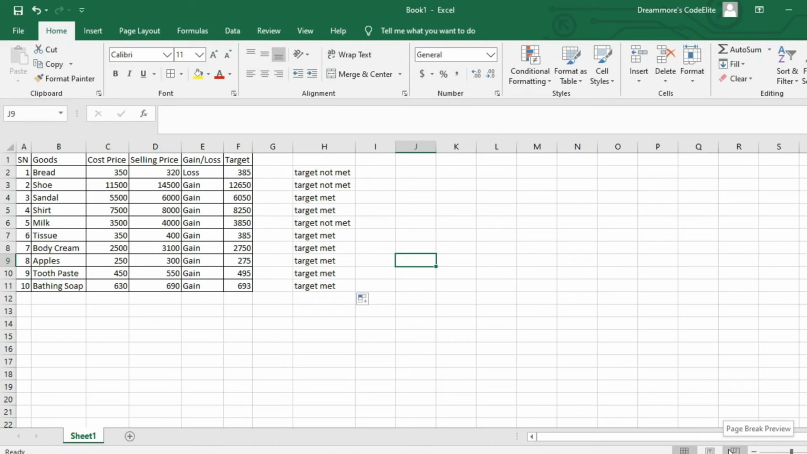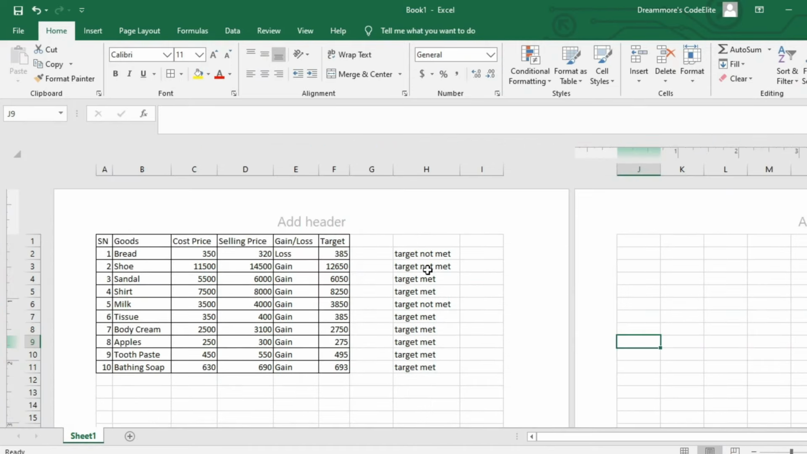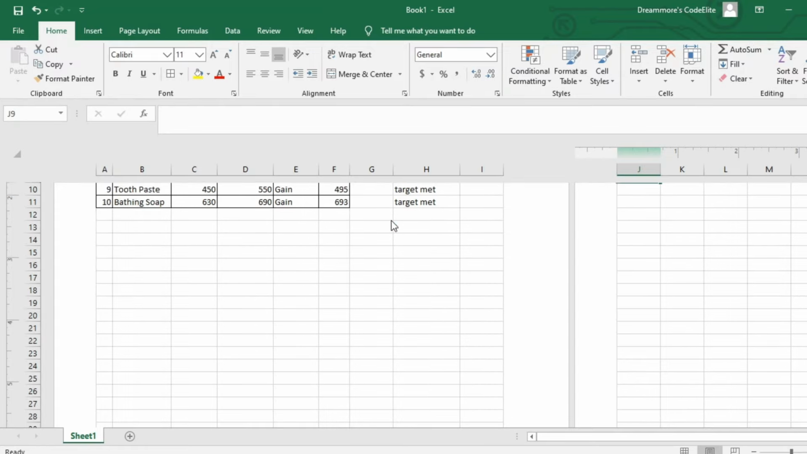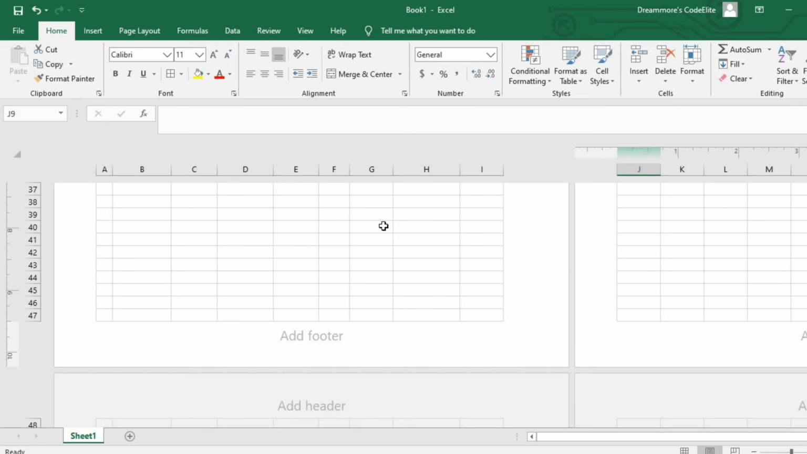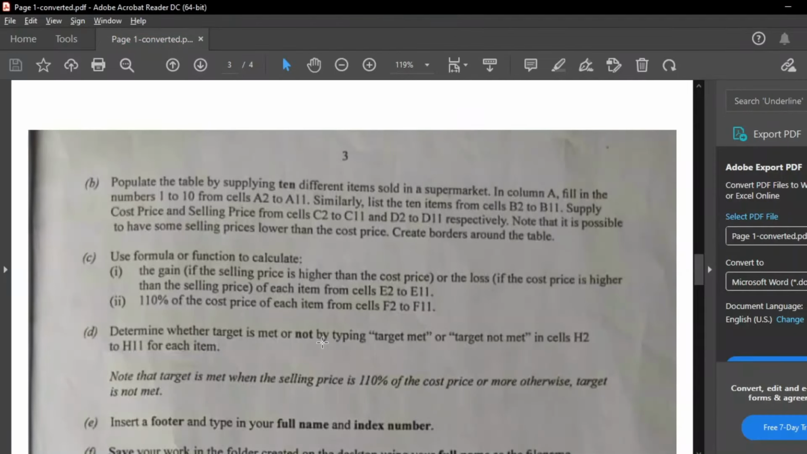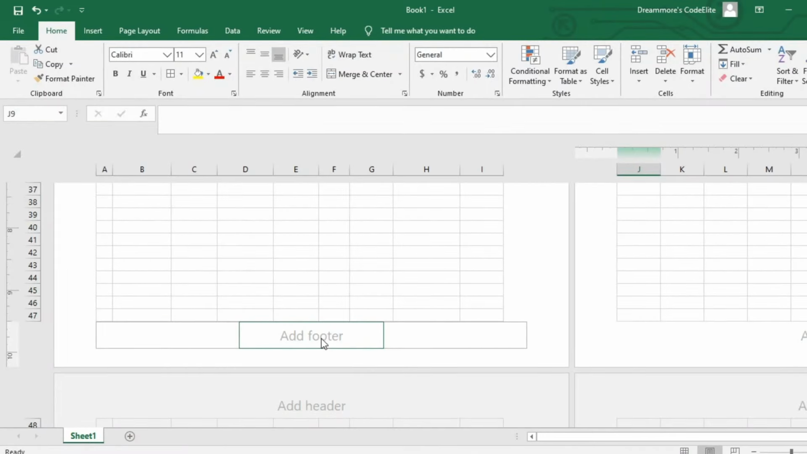This page layout here. Once I click on it, the header and the footer are going to appear. So this is the header, and that down there is the footer. Okay, so what did they say we should do? That we should go to the footer and insert our full name and our number.